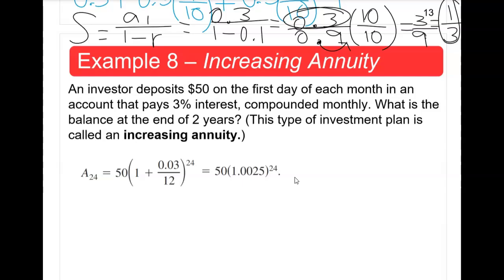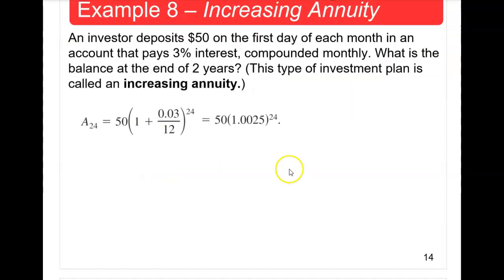Okay, moving on to one of the applications. We're almost done. Increasing annuity. And it says, an investor deposits $50 on the first date of each month in an account that pays 3% interest, compounded monthly. What is the balance at the end of 2 years? This type of investment is called an increasing annuity. So let's see what we have. We have the initial amount, $50, so that could be considered like our A sub 1.